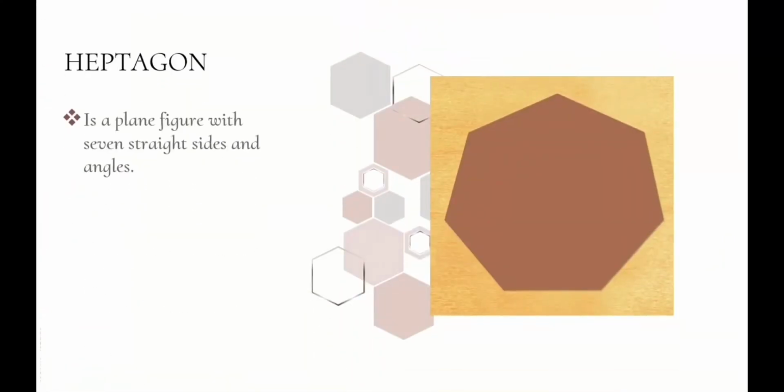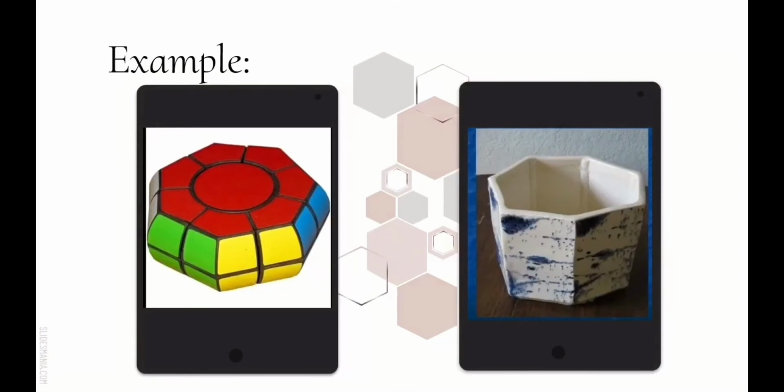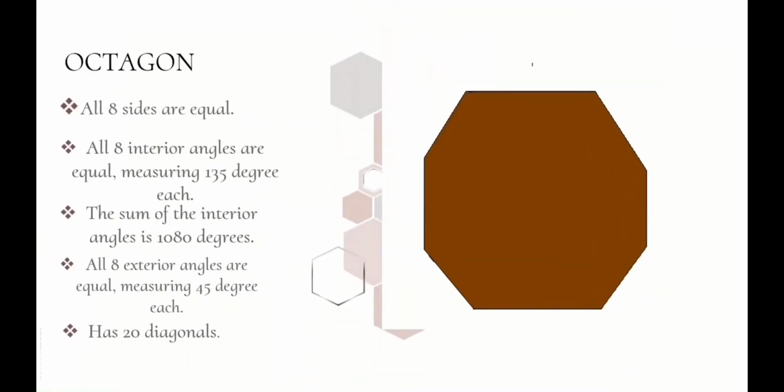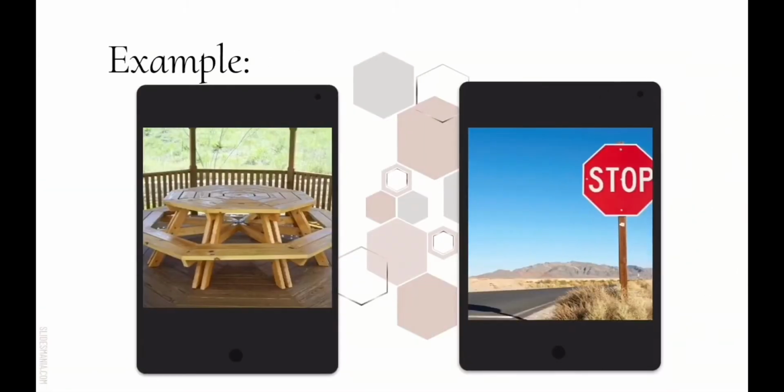Heptagon. A heptagon is a plane figure with seven straight sides and angles. Examples are a Rubik's and a trash can. Octagon. All eight sides are equal. All eight interior angles are equal, measuring 135 degrees each. The sum of the interior angles is 1080 degrees, and all eight exterior angles are equal, measuring 45 degrees each, and it has 20 diagonals. For example, a table and a signboard.